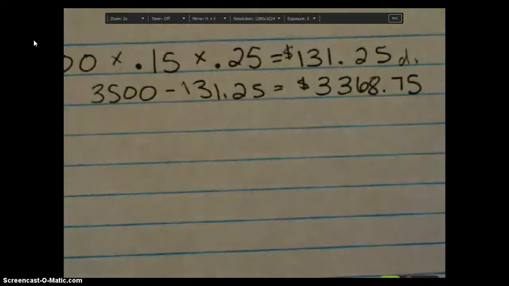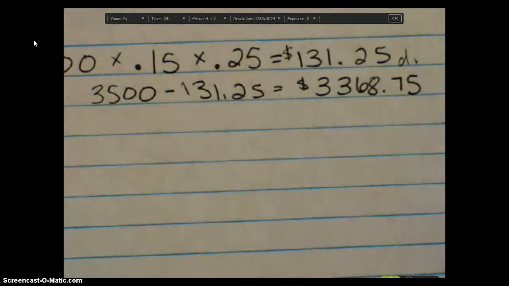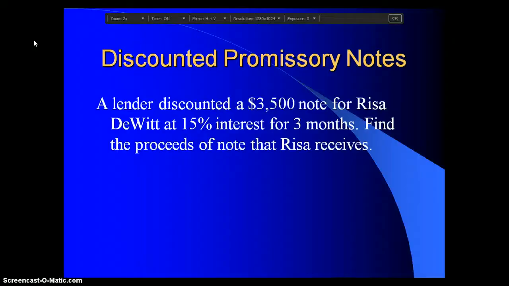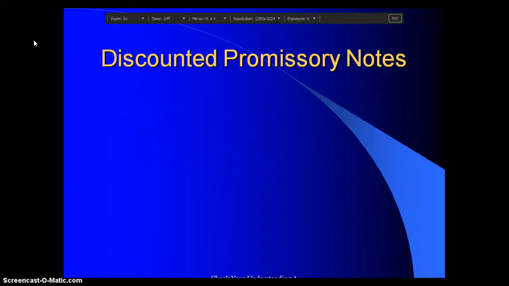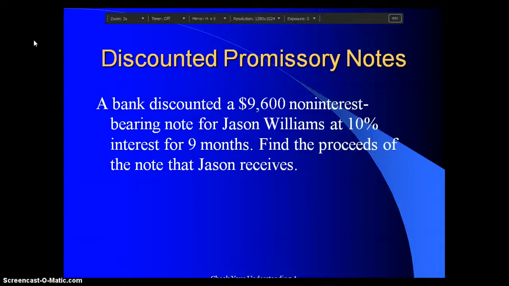We'll go through another example. Remember, pause the video, take a break, figure these, and then go in and see how you did. So another example, this is Check Your Understanding A in your textbook if you want to try it out. It's a $9,600 loan at 10% interest for 9 months. And remember that is going to be 0.75.